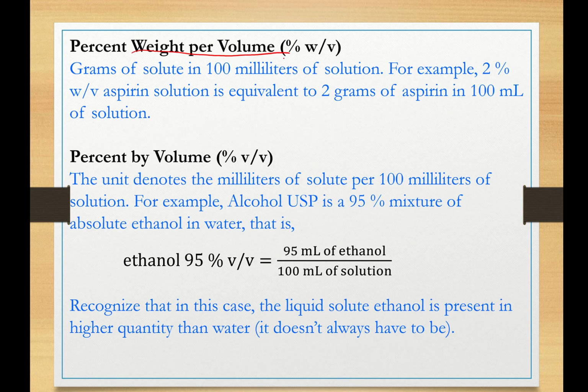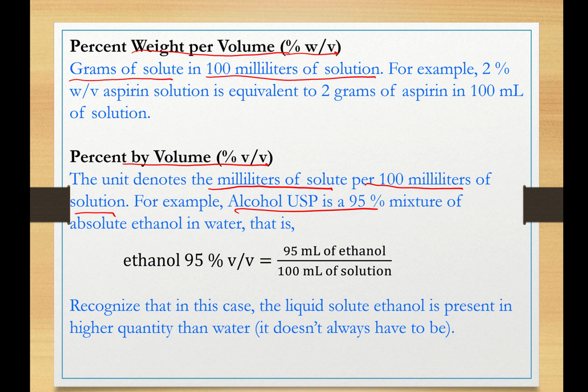Percent weight per volume, this is what I was referring to, is grams of solute in 100 milliliters of solution. Percent by volume is the volume of solute, so milliliters of solute, dissolved in 100 milliliters of solution. For example, alcohol USP is 95% volume per volume, and this is information that you need to memorize. Alcohol USP is not 100% pure alcohol, it's 95% pure alcohol. So 5% of it is water.